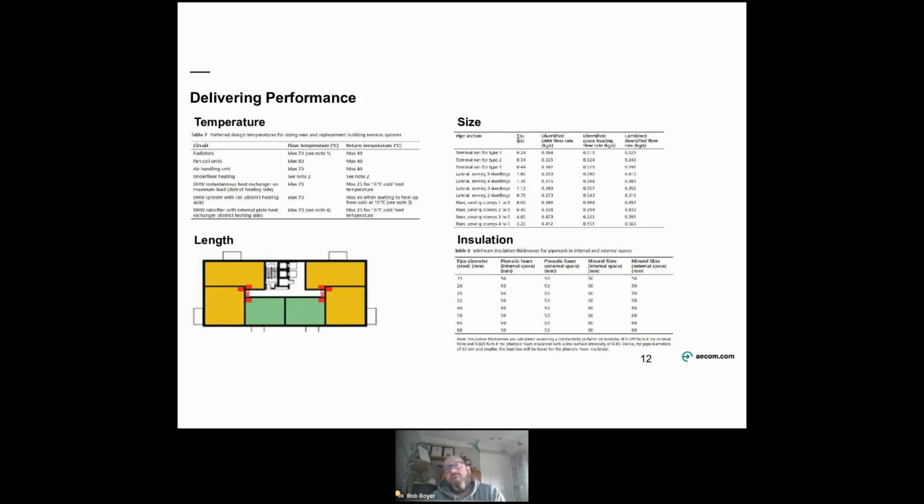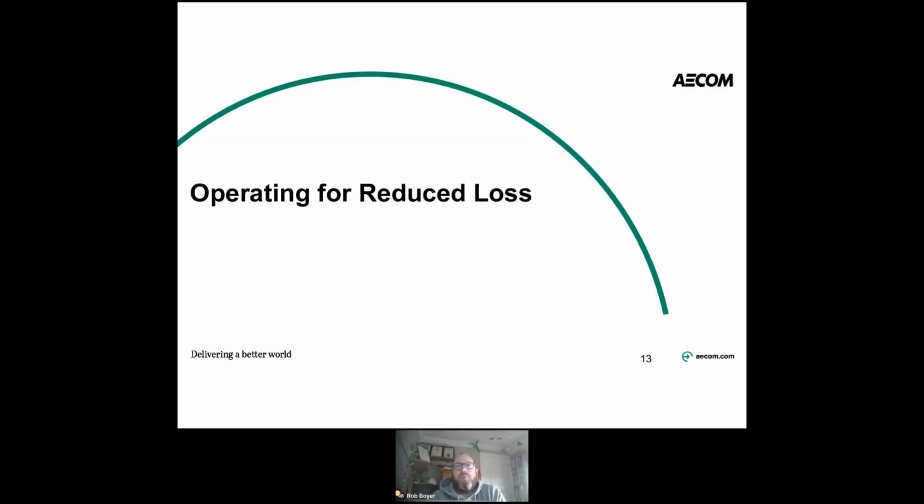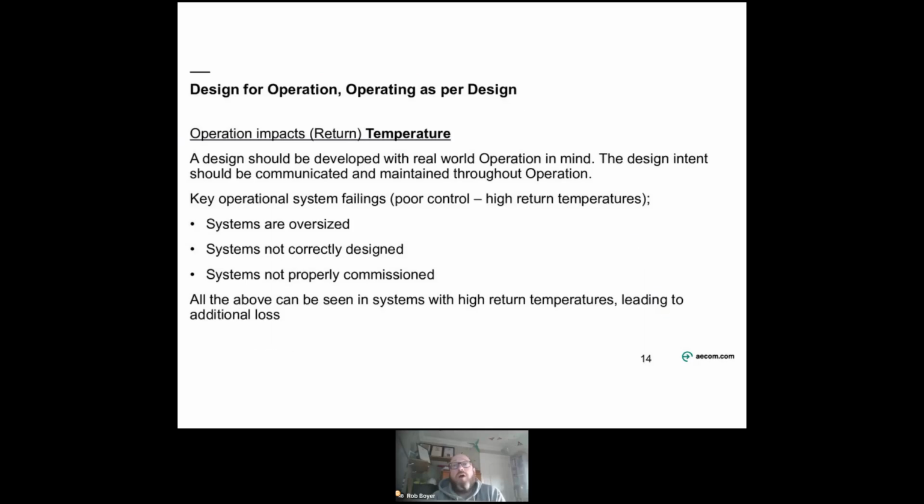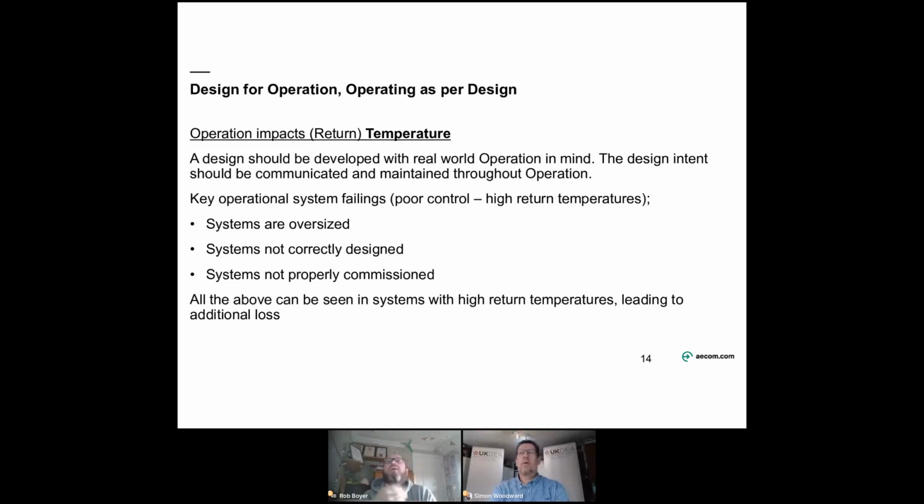And once again, CP1 advises an enhanced level of insulation performance above and beyond building reg standards. So designing is great, but operating is also another area where things can be optimized. So really echoing what Richard said, we should be designing for operation. You need to understand how a system is operated to design properly and then operate as designed.